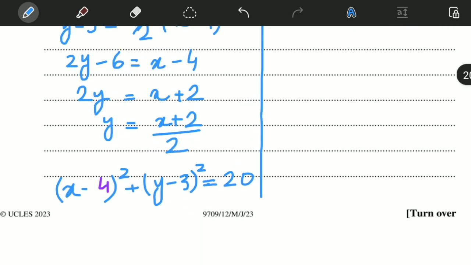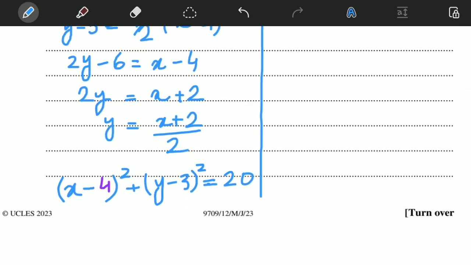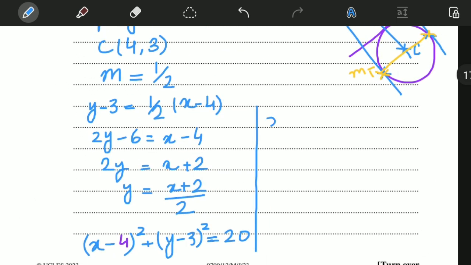This was x minus 4. Okay, so let's do this. (x minus 4) whole square plus (y is x plus 2 by 2), sorry, not this whole square, (y minus 3) whole square is equal to 20.